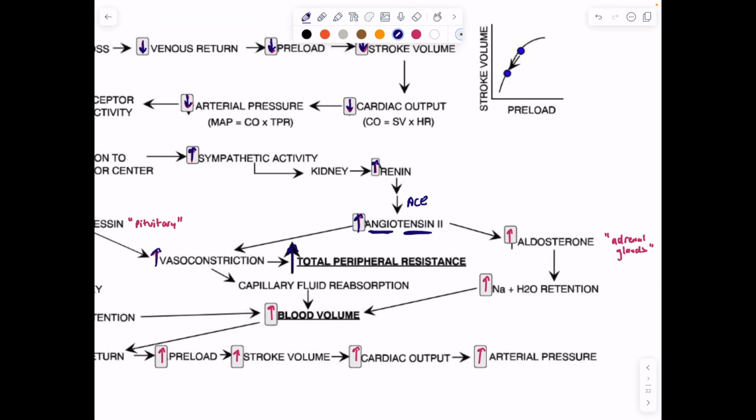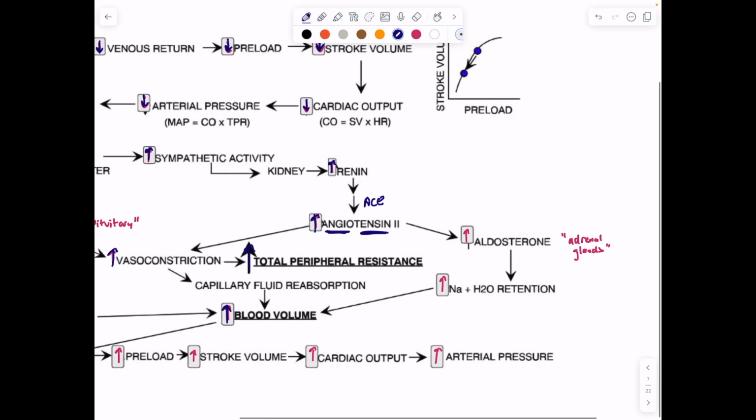And you'll have a greater capillary fluid reabsorption. That means that total blood volume goes up. Then why would you have greater capillary fluid reabsorption? Well, peripheral resistance has gone up. That means that the blood pressure in the capillaries has gone down, at least initially, and so you have more absorption forces, like Starling's equation, and then you're going to get an increase in blood volume. Angiotensin 2 will also stimulate the release of aldosterone from the adrenal glands, which acts on the kidneys.